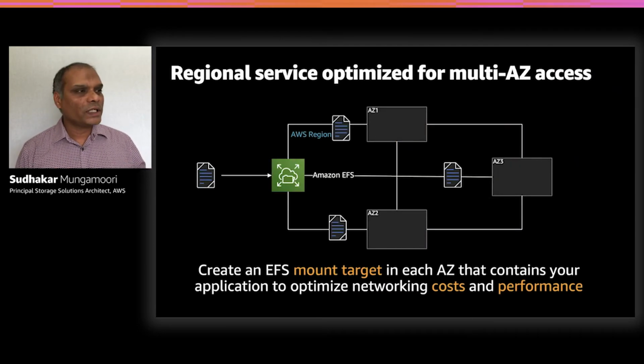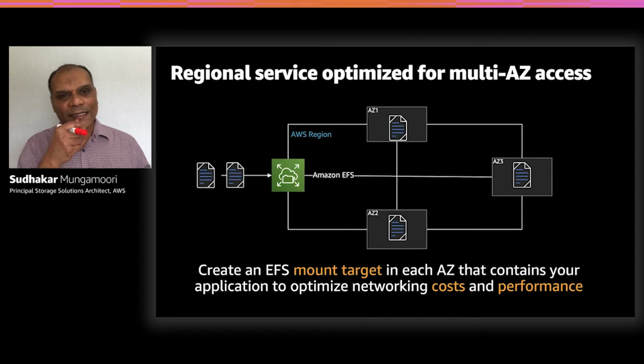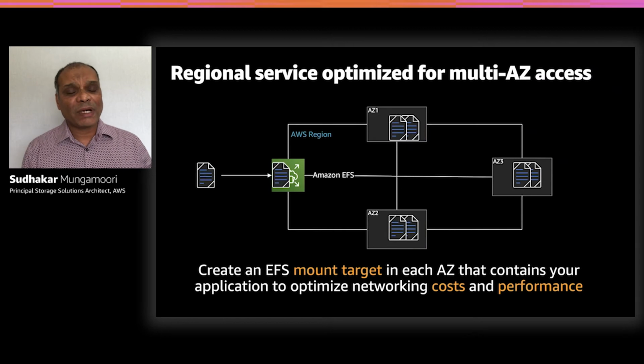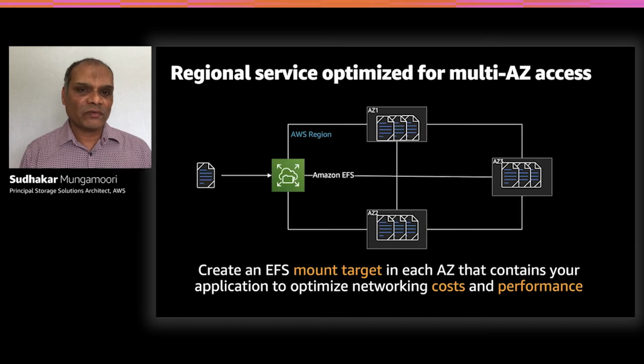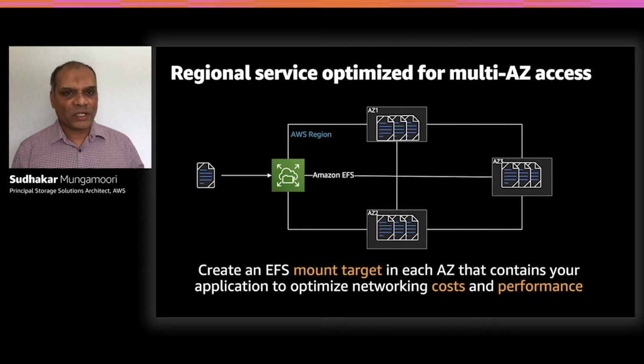Second one, regional service optimized for multi-AZ access. What do I mean by that? So intrinsically, by default, once an Amazon EFS file system is configured, it provides you that kind of transformational redundancy that you don't need to worry about AZ unavailability at all. It means that when you write data to Amazon EFS, for example, the data is durably written across multiple availability zones, as shown in this animation.